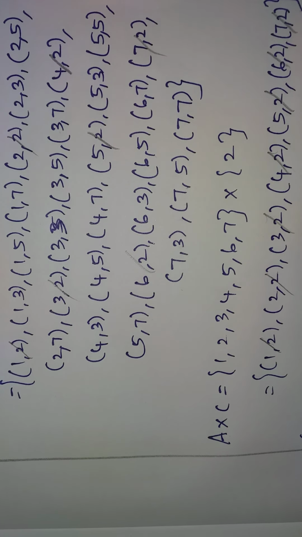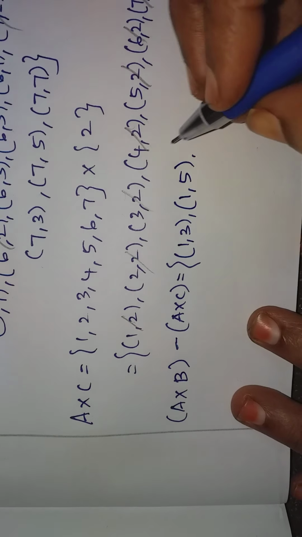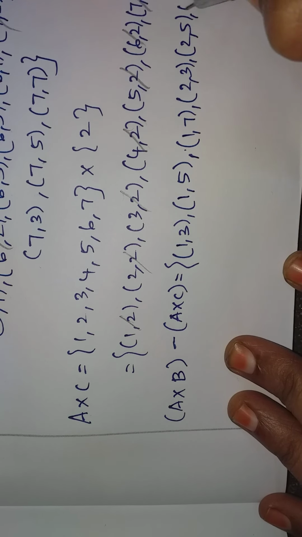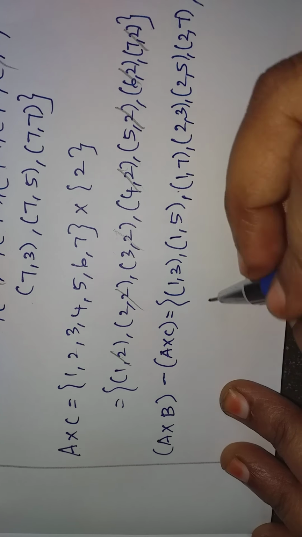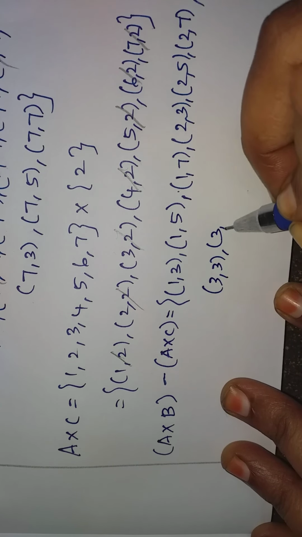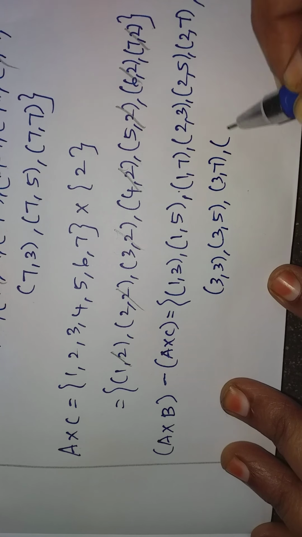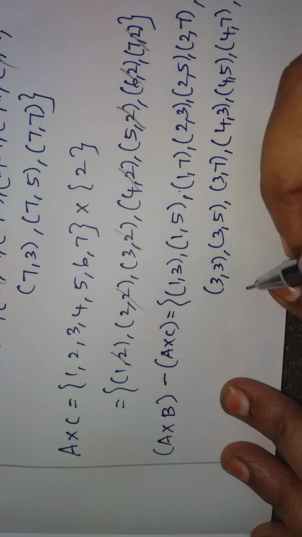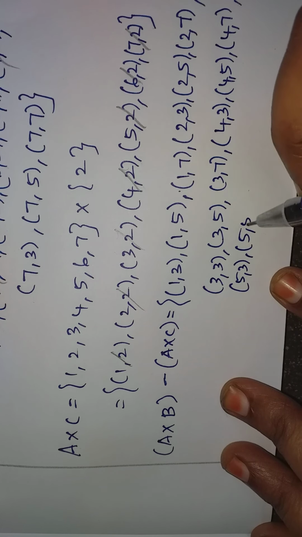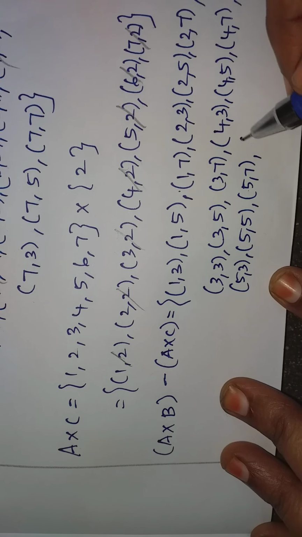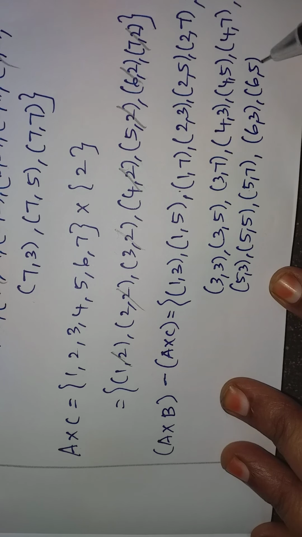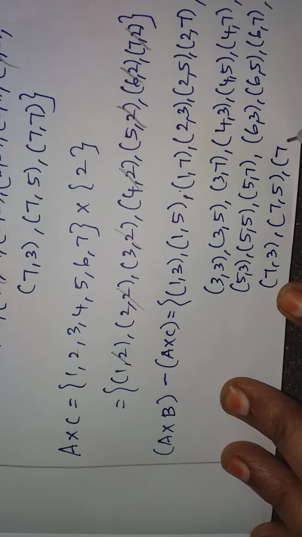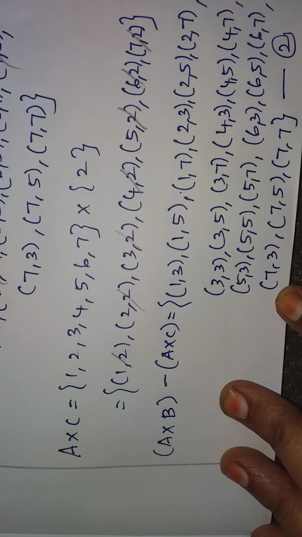So (1,3), (1,5), (1,7), (2,3), (2,5), (2,7). Next (3,3), (3,5), (3,7). Next (4,3), (4,5), (4,7). (5,3), (5,5), (5,7). Next (6,3), (6,5), (6,7). (7,3), (7,5), (7,7). So let it be 2.